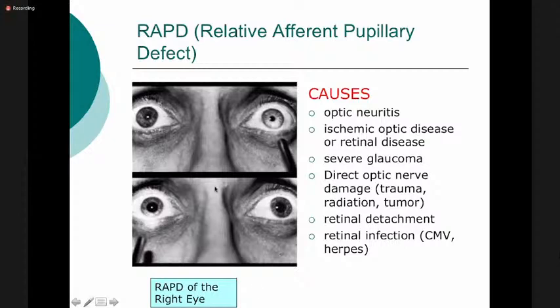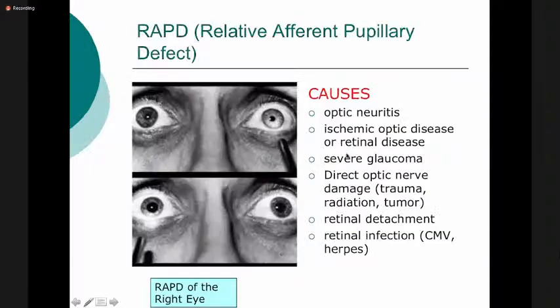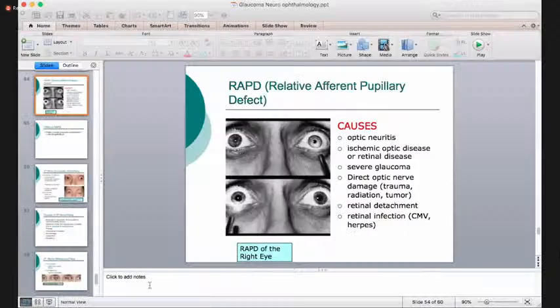Let me just go back to this, the causes of problems of the optic nerve that can cause the afferent pupillary defect: optic neuritis, which is inflammation of the optic nerve, any optic nerve disease or retinal disease, severe glaucoma, trauma, retinal detachment, retinal infection. So all these things can cause problems to the optic nerve or the retina and inability to transmit the messages.